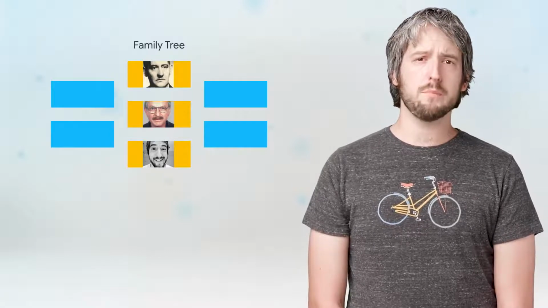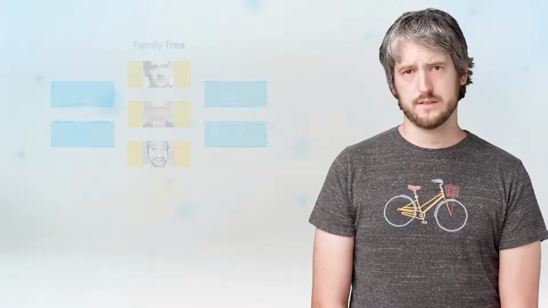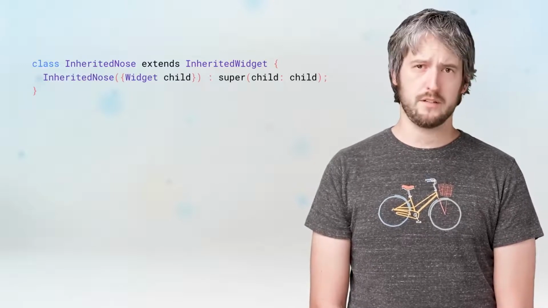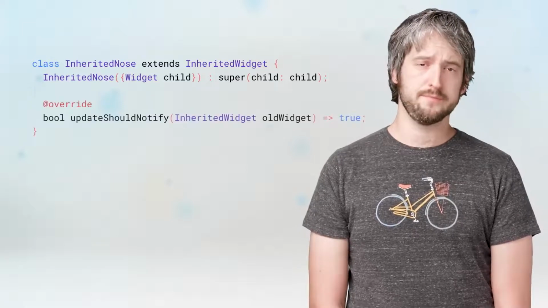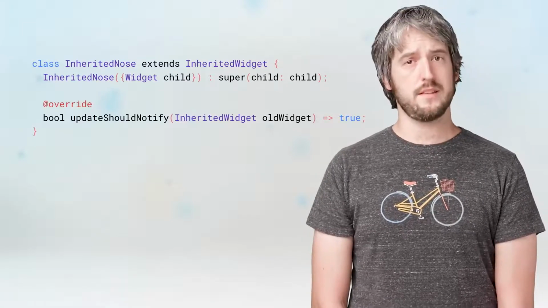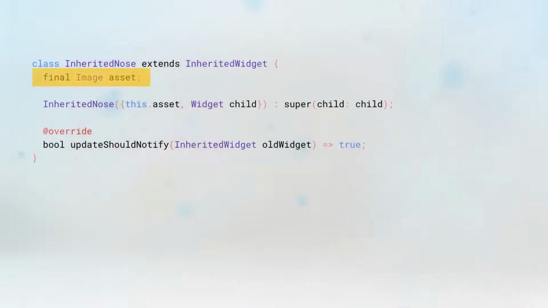Let's see how we would implement one of those inherited widgets. We'll create a class called inherited nose that extends inherited widget. We need our widget to accept at least one parameter, and that's the child. This is already a valid inherited widget, but it's useless. Let's give it a nose. In this case, the nose will be an image asset of a nose. We'll just add that as a field of the inherited widget.